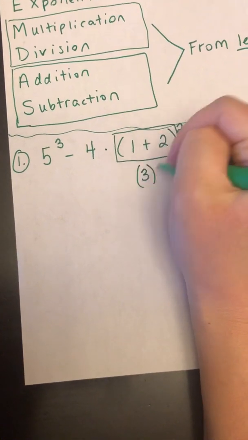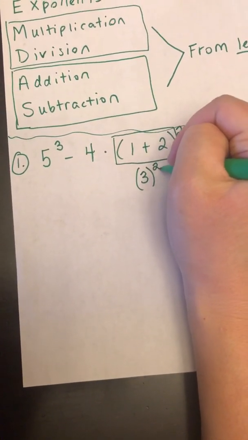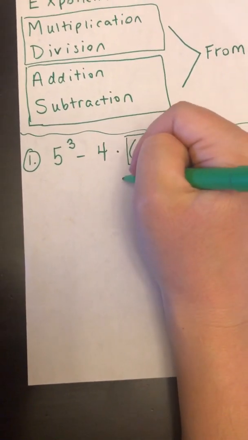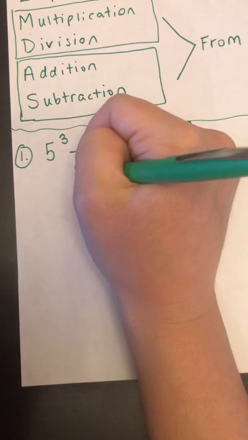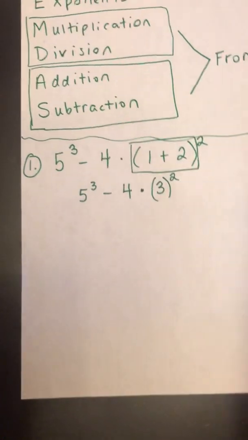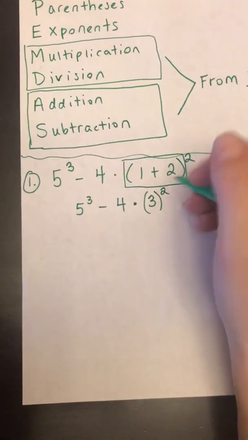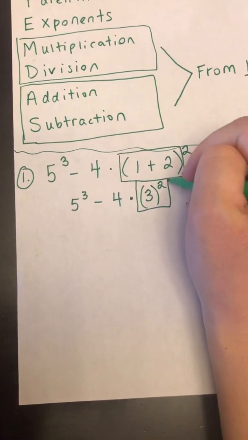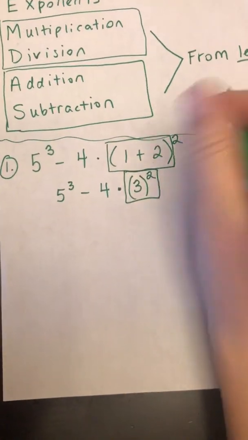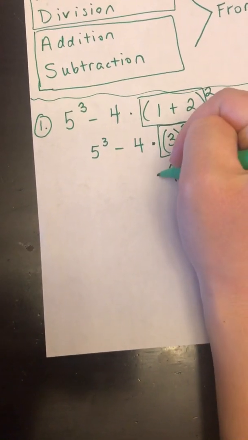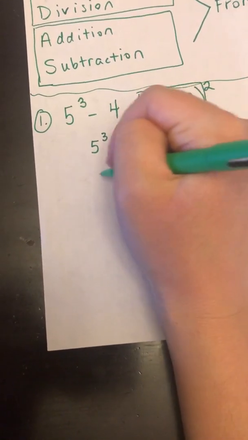I'll keep that in parentheses because it tells me to square it. I'm going to bring down everything else I haven't used. So times 4 minus 5 cubed. Okay? Parentheses done. The next thing to look for is exponents. I see one right here. So I need to do 3 squared, which means 3 times 3, which is 9. Bring down everything else I haven't used.